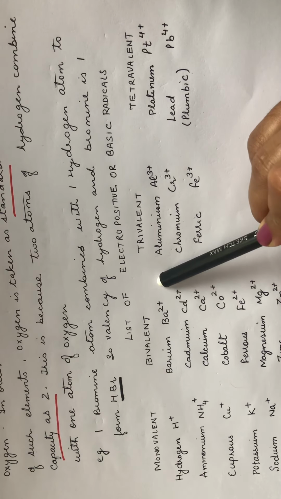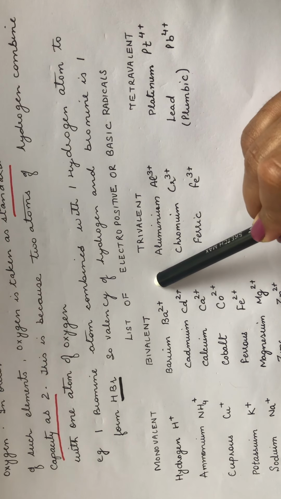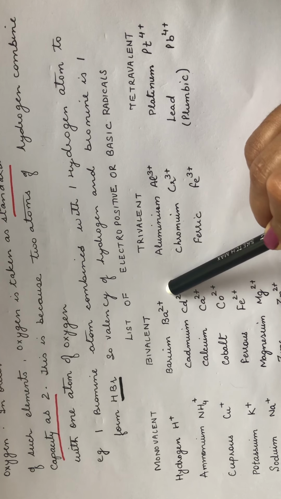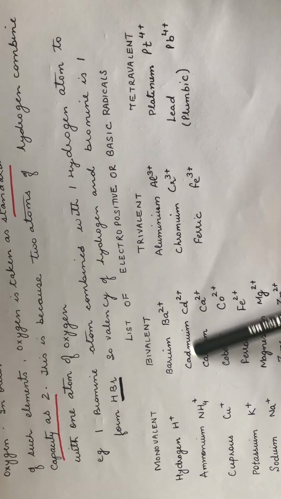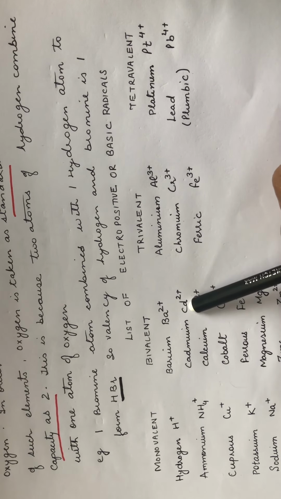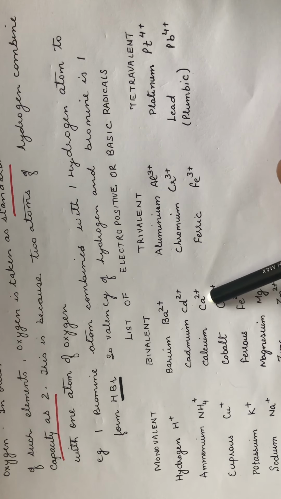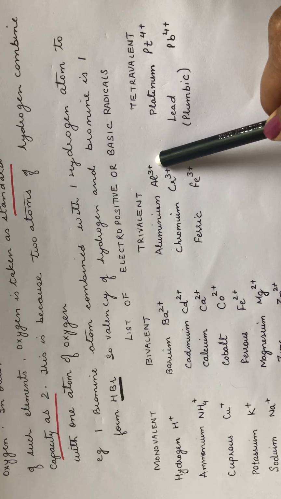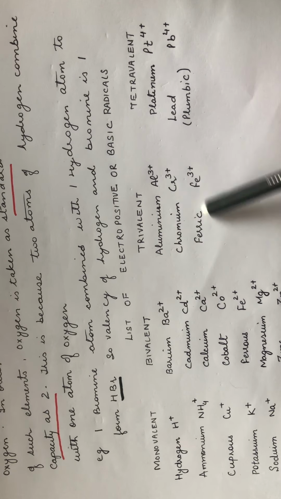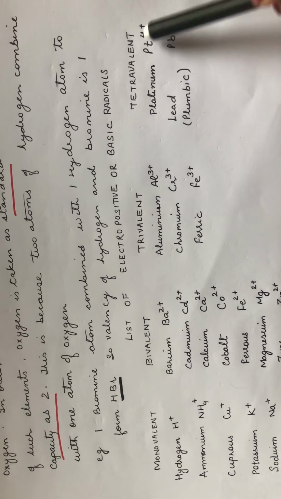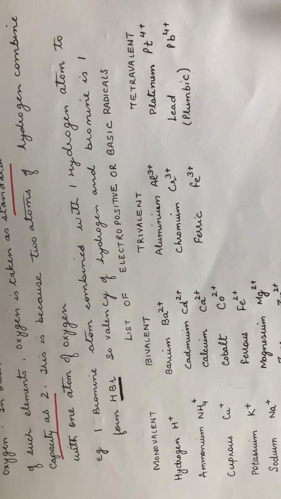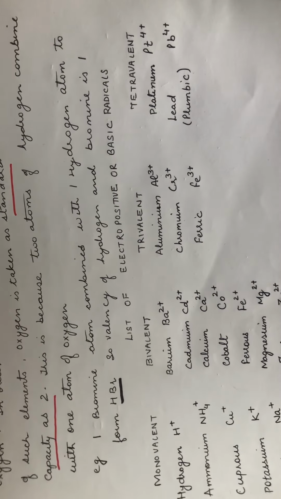The loss of electrons, in the last video I have already explained: if an atom loses two electrons, then two positive charge comes over it. So barium is Ba2 positive, cadmium is Cd2 positive, calcium is Ca2 positive. In the same way, trivalent means 3 electrons they have lost: aluminium, chromium 3 positive, ferric 3 positive. Then tetravalent: platinum, Pt4 positive, lead, that is plumbic, Pb4 positive.